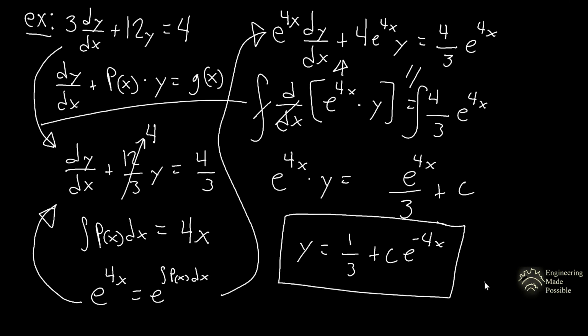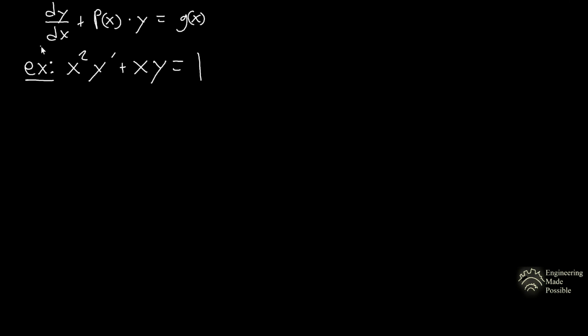Now keep in mind I'm going over examples utilizing this method, but I did not prove this method, so just keep that in mind throughout this video. I left the general form of the linear first order differential equation here just for reference. And for this next example, we have x squared times y prime plus xy is equal to 1.